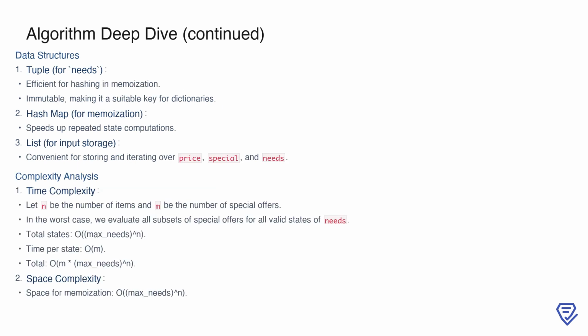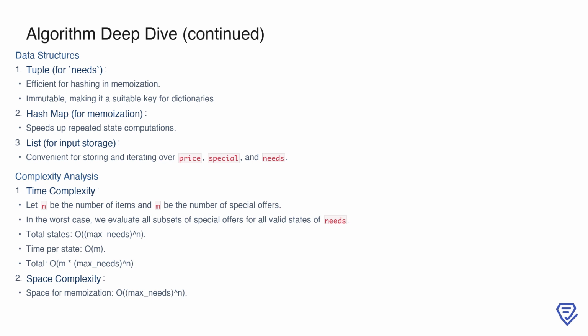To efficiently implement the solution, we use key data structures. The needs list is converted into a tuple because tuples are immutable and hashable, making them ideal for memoization. The hash map, or dictionary, stores the computed minimum cost for each state of needs, enabling rapid lookups during recursion. The input lists for price, special, and needs are straightforward for storage and iteration.